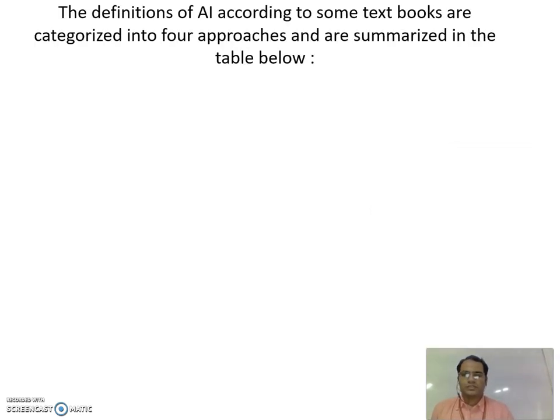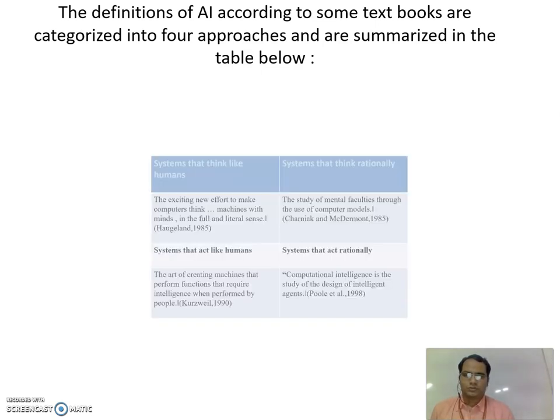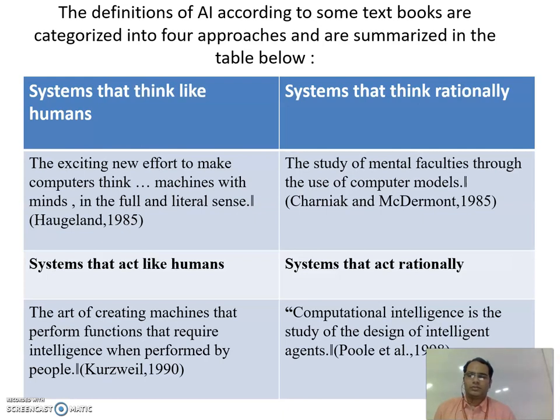So let us try to understand the different AI definitions which have been categorized into 4 approaches. The table below shows that. So this is a table. We have got 4 parts here. One is systems that think like humans, systems that think rationally, systems that act like humans, systems that act rationally. All the definitions of AI have been categorized into these 4 categories.